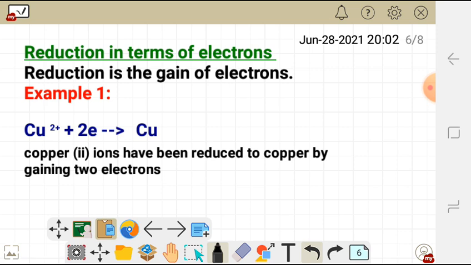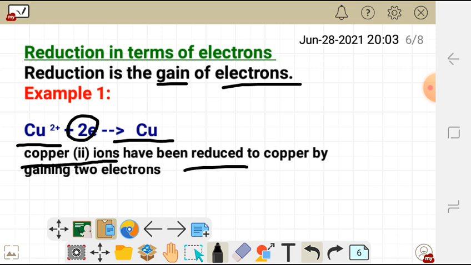We can also look at reduction in terms of electrons. Reduction in terms of electrons is the gain of electrons. For example, we have copper(II) ions, which are gaining 2 electrons to form copper atoms. So we can conclude that copper(II) ions have been reduced to copper by gaining 2 electrons.